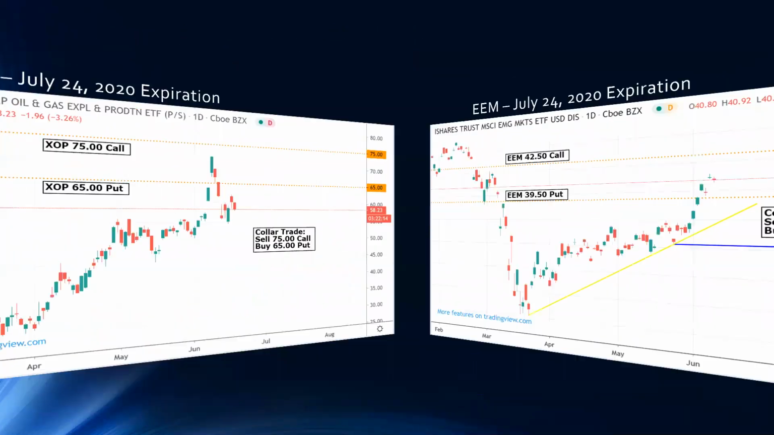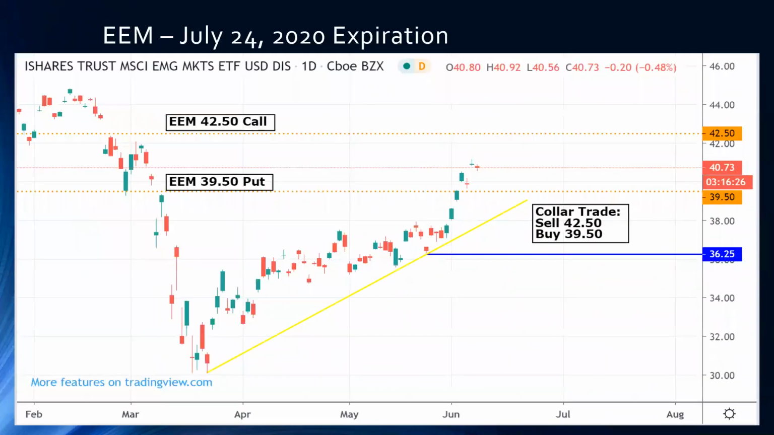So now we're going to look at the EEM, which is also a July 24th expiration heading out there. Now the EEM is the iShares MSCI Emerging Markets. So if you want to participate in emerging markets, this would be the ETF to do it in.